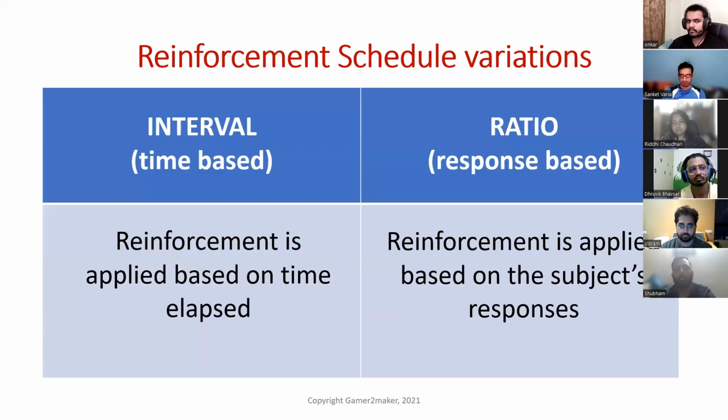Now, let's see the first one. There are basically 2 kinds of reinforcement schedules. One is called interval and one is called ratio. What exactly does interval mean? Interval is basically reinforcement applied based on time elapsed. This is something like a job, right? If you have a job and you get a salary, then your interval is when you get your salary, usually between the first and 10th of the month, right?